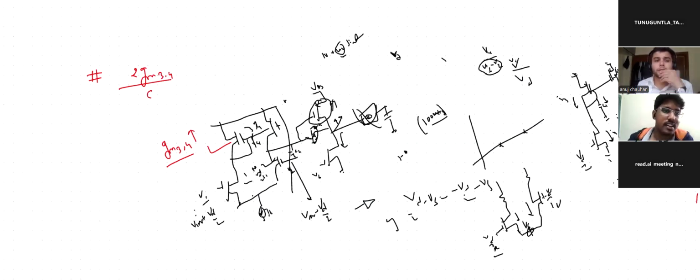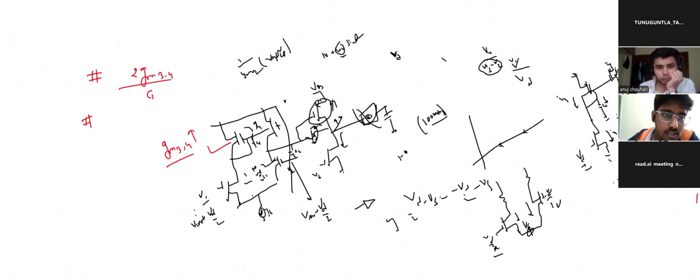And what is the pole there? Sir, there is a pole also, no? Initially you told that there are two poles. This pole will be 1 by GM2 into R0 3 parallel R0 4.